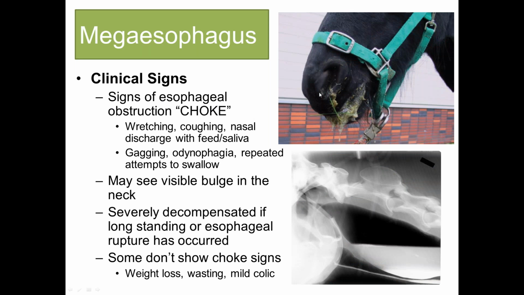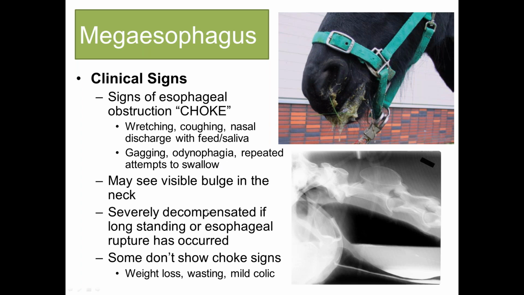More often than not, you'll have feed and saliva from the nares, just based on the anatomy of the epiglottis, the soft palate and the throat. Things tend to come out the nose rather than the mouth. But the classic choke signs are retching, coughing, nasal discharge. Odynophagia is where you see the horse gagging down, pulling down on his neck as a sign of esophageal pain. Sometimes you'll see them have repeated attempts to swallow.